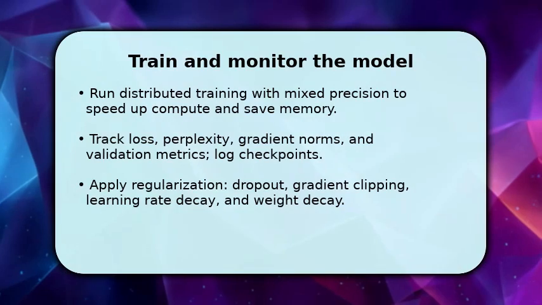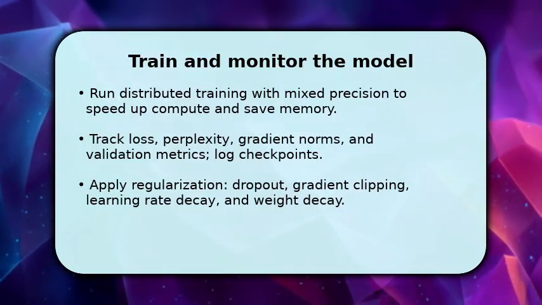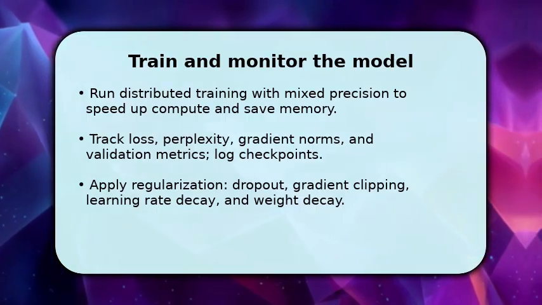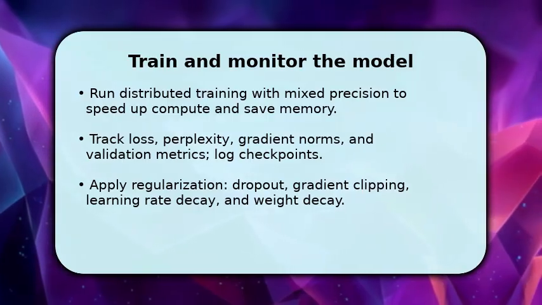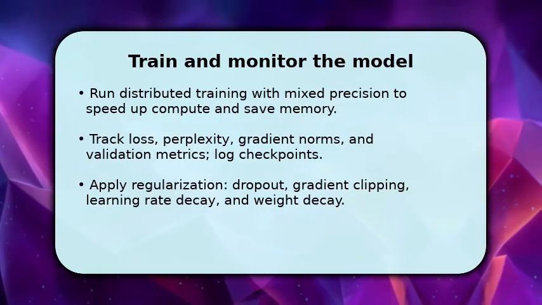You launch distributed training and use mixed precision to accelerate steps and reduce memory. Monitor core signals: training loss, validation loss, perplexity, and gradient norms so you spot divergence early. Make sure to save checkpoints and sample generations at intervals to assess qualitative behavior.